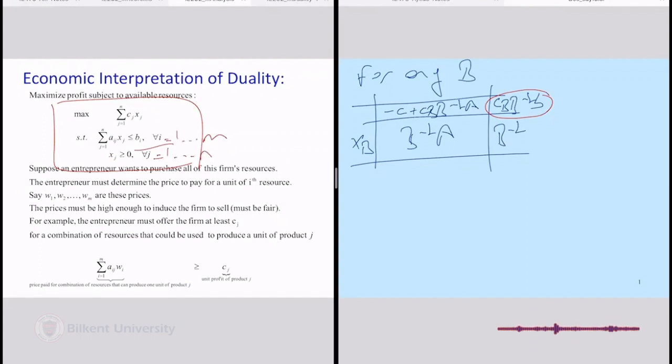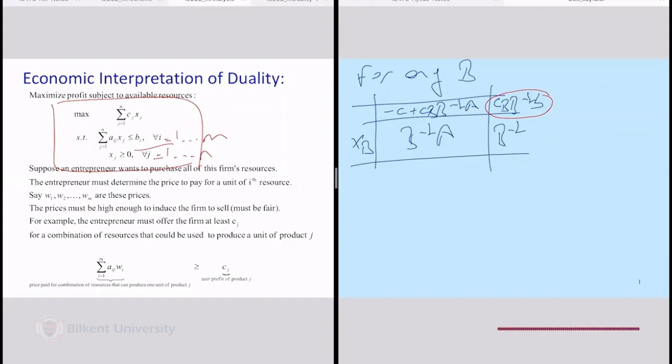Now, that's my problem. I want to find out the best combination of those products so that I'm using those resources and I'm maximizing my profit. That's my canonical form max problem.